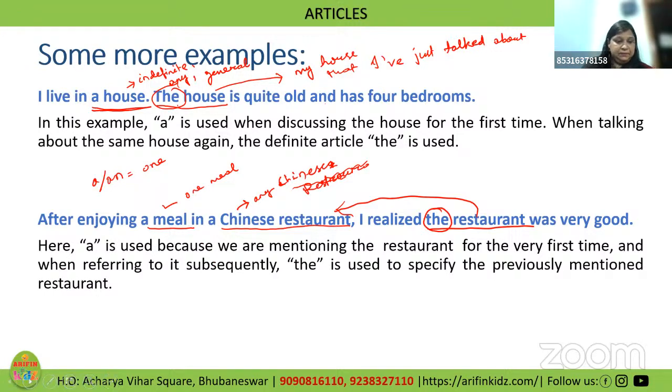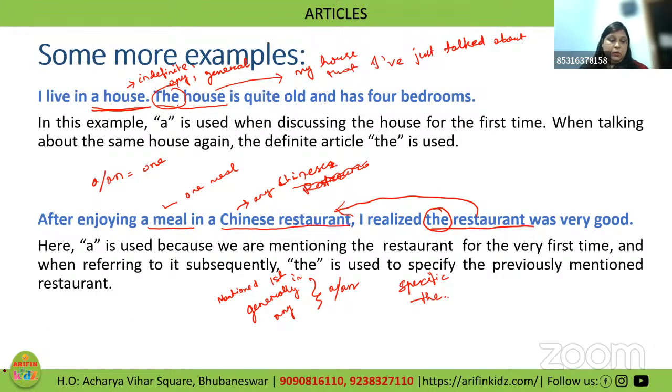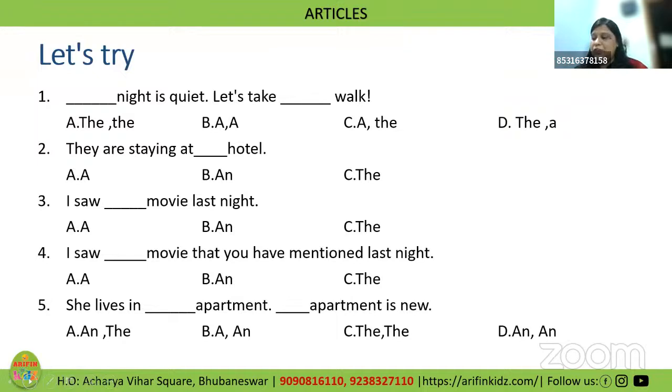Moving on, let's see. So we have got an idea that something mentioned for the very first time, or something in general, or something that means any, we use either a or an. And when it comes to mentioning something specific, we use the, right? So let's see whether you can answer some questions. Now have a quick look at the questions.